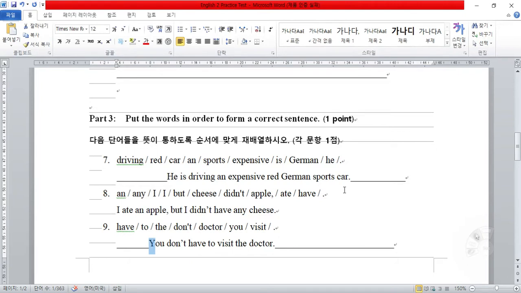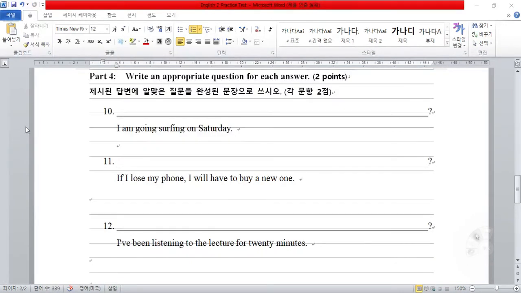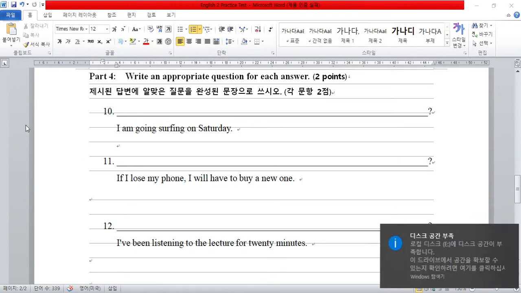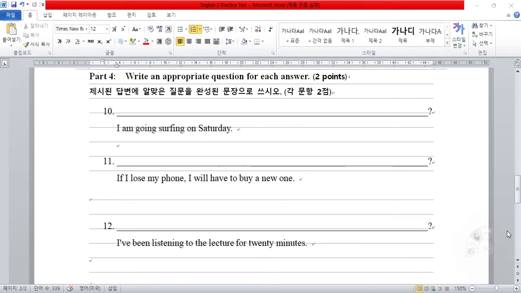All right. Welcome to part 4 of the test. You're now on homework number 2. This is part 4 of the practice test, and we're going to now construct some sentences. Okay. Now in these sentences, you're given enough information that you should be able to figure out what the question is. Look at this example here.